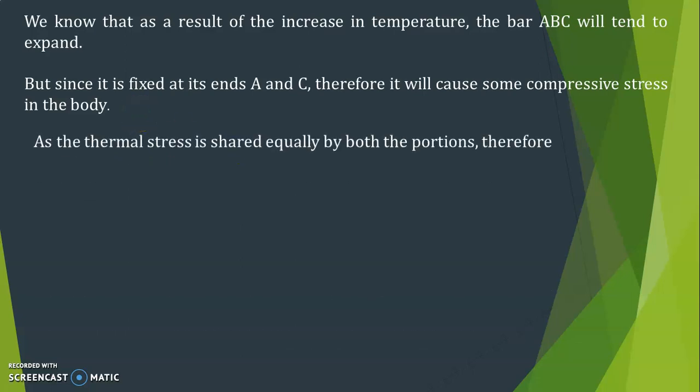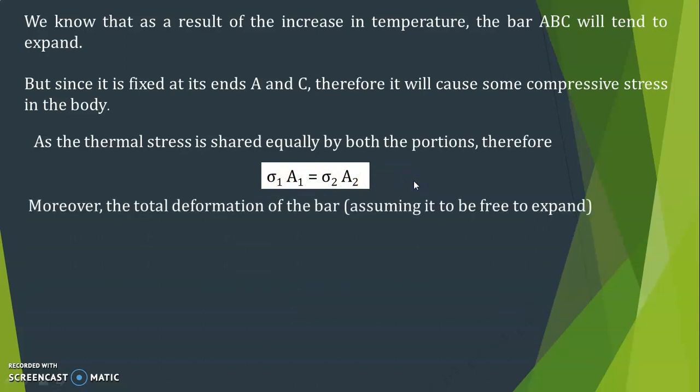As the thermal load is shared equally by both the portions, how can you write it? Sigma 1 A1 is equal to sigma 2 A2. That means P1 is equal to P2. How can you write P? Stress is equal to load divided by area, so P is equal to stress into area. So sigma 1 A1 is equal to sigma 2 A2.